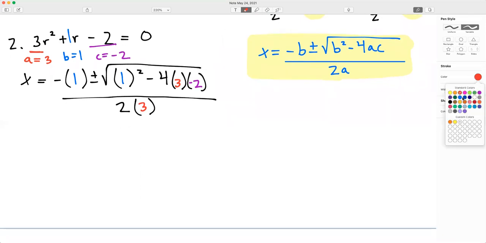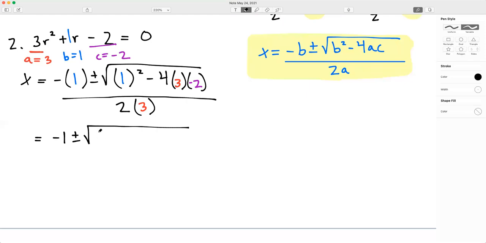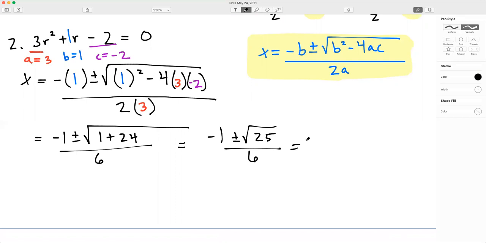Now let's just evaluate this thing. All right, so it's negative 1 plus or minus the square root of 1 squared, which is 1, minus 4 times 3, that's negative 12, times negative 2 is positive 24, all over 2 times 3, which is 6, equals negative 1 plus or minus the square root of 1 plus 24, 25, over 6 equals negative 1 plus or minus 5 over 6.